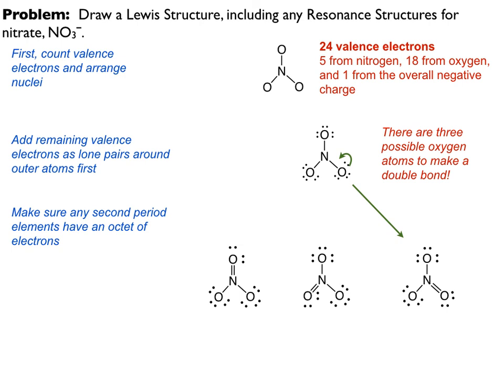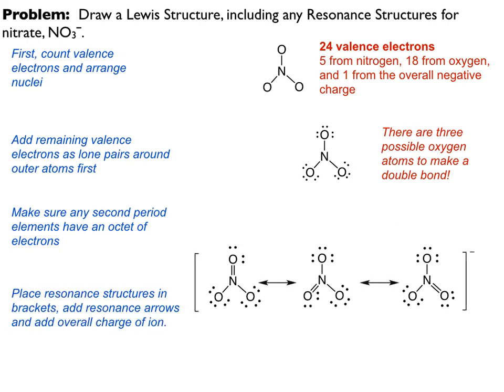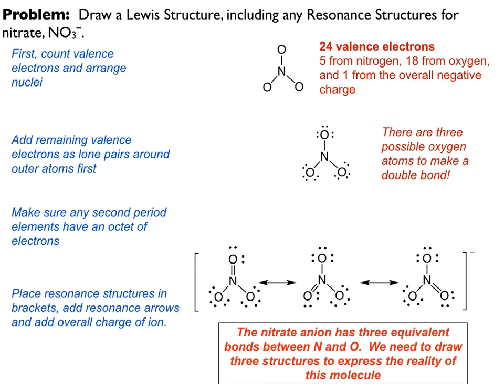To finish off our Lewis structure, what we need to do is put double-headed arrows in between all of our resonance structures, put all of our resonance structures in brackets as shown, and don't forget the total anion has a negative charge, so we're going to put that negative charge outside our brackets. So now notice the correct Lewis structure for the nitrate anion actually involves drawing three different structures and recognizing that they are resonance structures of each other.